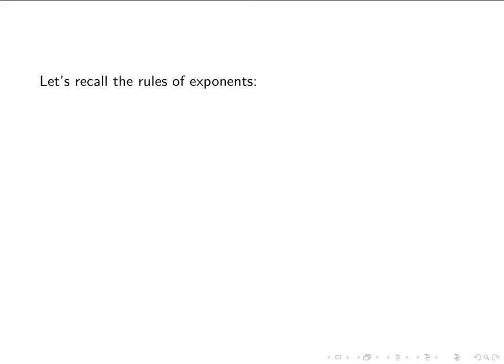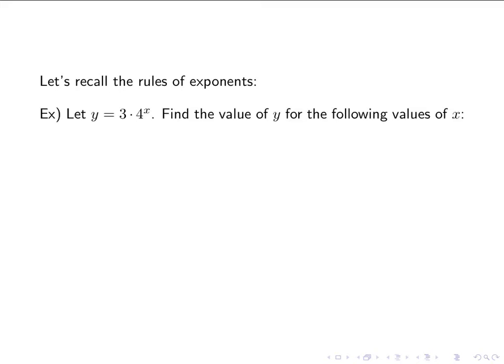So let's recall the rules of exponents as we do out a couple. Let y equal 3 times 4 to the x and find the value of y for the following values of x. X equals 2. We have y equals 3 times 4 squared. So we need to remember order of operations, PEMDAS. Exponents come before multiplication. So 4 squared is 16. And then we do 3 times 16, and that's 48.